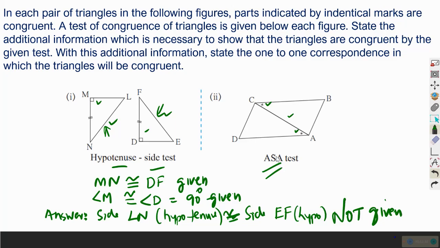So here the correspondence is in such a way that LMN is in correspondence with EDF.